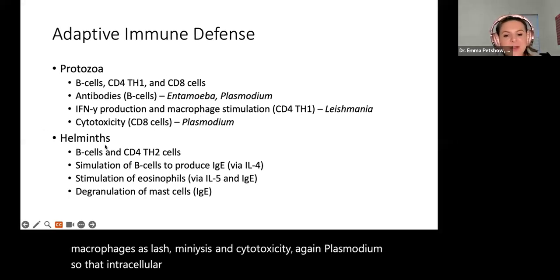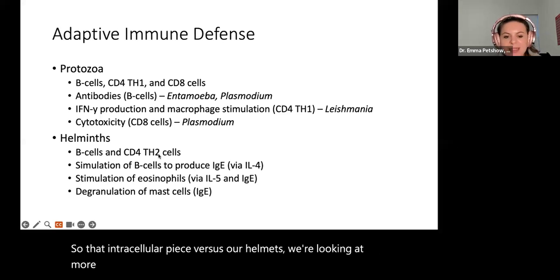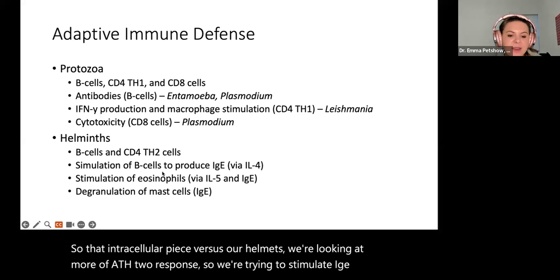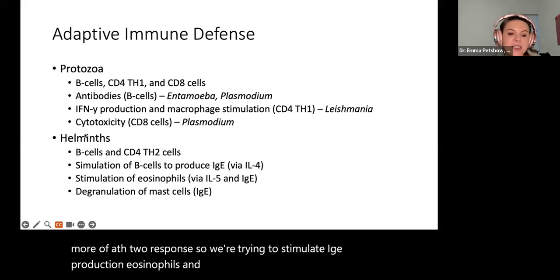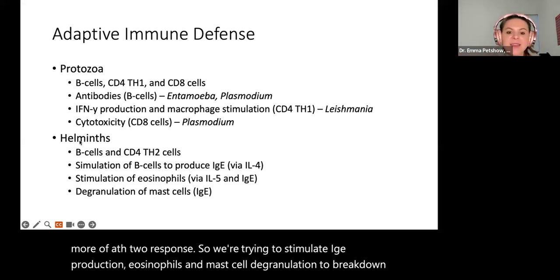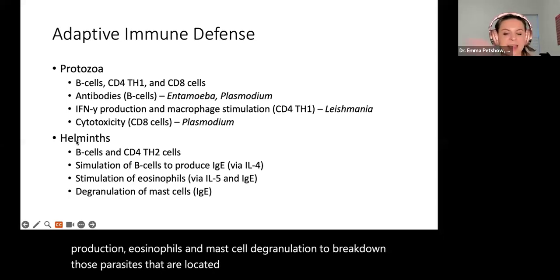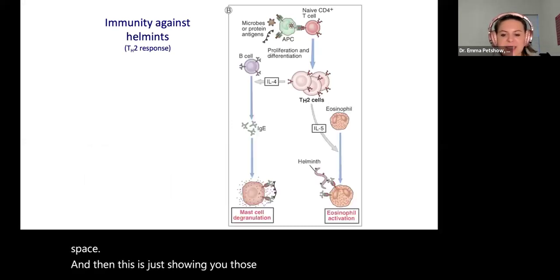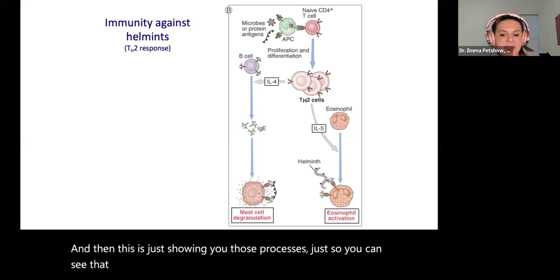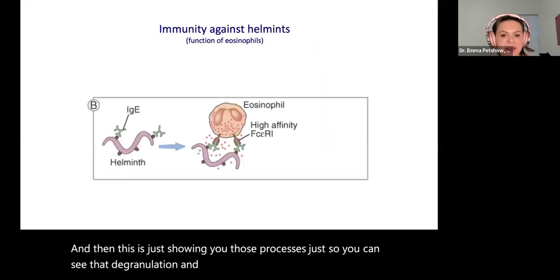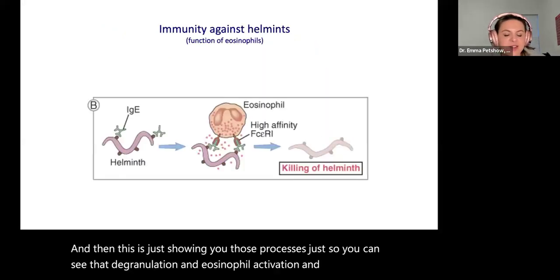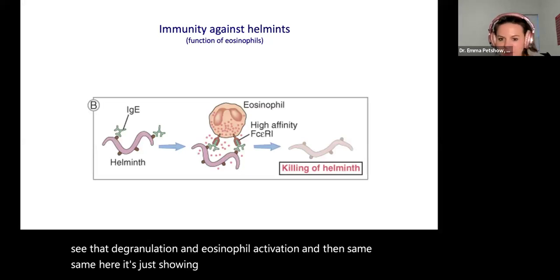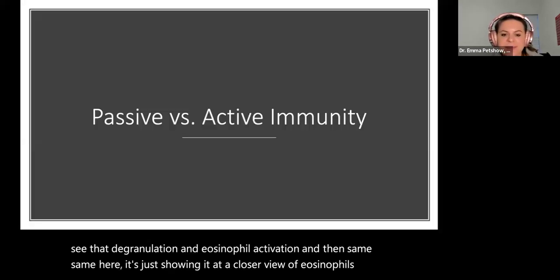Versus our helminths, we're looking at more of a Th2 response. So we're trying to stimulate IgE production, eosinophils, and mast cell degranulation to break down those parasites that are located outside of a cell in the extracellular space. And then this is just showing you those processes, just so you can see that degranulation and eosinophil activation. And then same here. It's just showing it at a closer view of eosinophils doing their job.